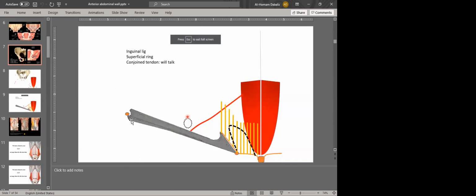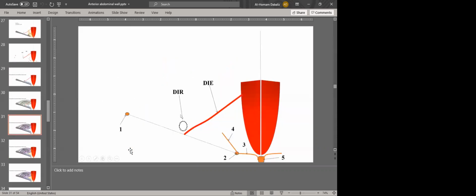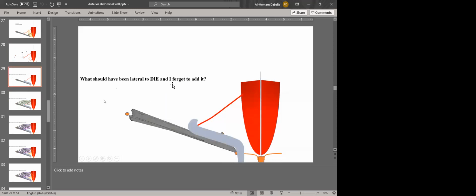If you want to know what three is, just go to this slide again. It's right here. Four is your pubic crest. That's the pubic crest, pubic tubercle, pubic symphysis, ASIS, pectineal line. DIE is your deep inferior epigastric vessel. These are your rectus abdominis, of course. And lastly, we have our DIR. Our DIR is our deep inguinal ring. I don't know how to say this, even though I listened to like three videos.